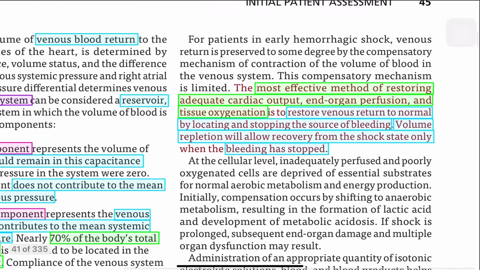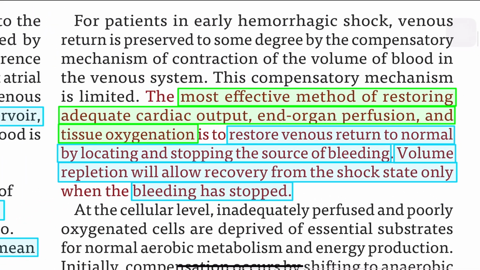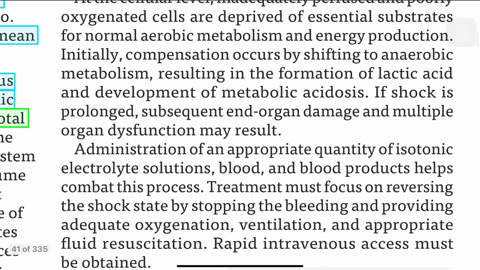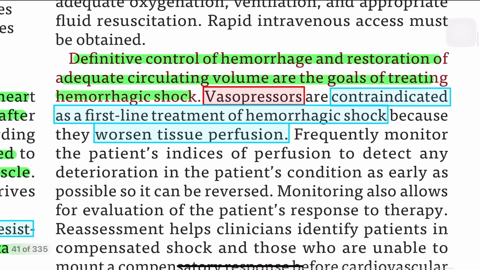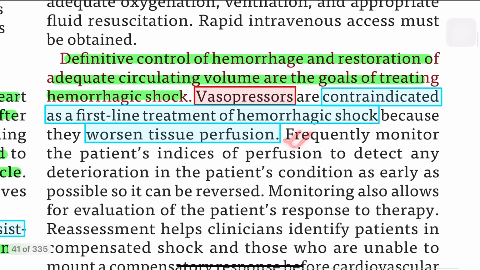The most effective method of restoring adequate cardiac output, end organ perfusion and tissue oxygenation is to restore venous return to normal by locating and stopping the source of bleeding. Volume repletion will allow recovery from the shock state only when the bleeding has stopped. So your most important work is to locate and stop the bleeding point. Vasopressors are contraindicated as first line treatment of hemorrhagic shock because they worsen tissue perfusion. Important negative line.